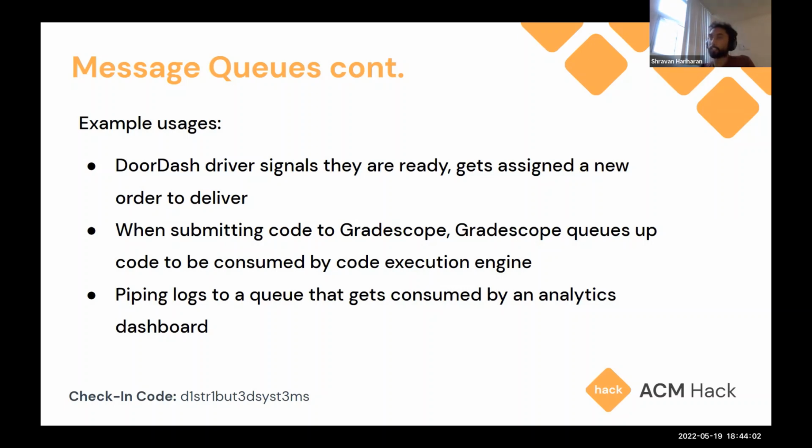So Gradescope probably has a dozen or a handful of code execution engines, but there are 100,000 plus students across the US. So in order for the engines to handle the code being inputted, there's a queue backing all the messages, making sure messages only leave the queue when the code execution engine is ready and consumes the next message. Whereas in the first example, the driver is the consumer and the passenger is the producer. And in the third example, the logs are the producer and the analytics dashboard is the consumer.